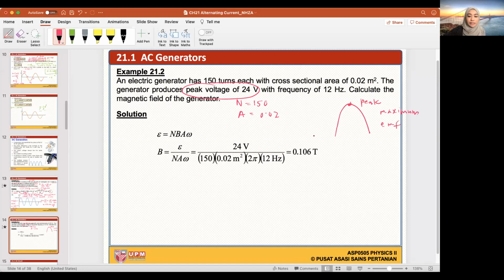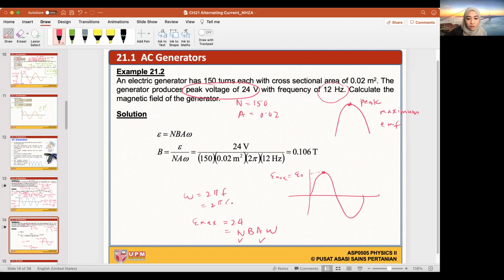So it's basically this. When it says peak voltage, it's talking about over here. So this is your E naught or your E max. Okay, so your E max, it has already given the value. E max is 24. You know the equation for E max. It is equal to NBA omega. You have N, you have A, you have the frequency, which means that you can calculate for omega. So omega is 2 pi F. So 2 pi, 12. This gives me 48 pi.